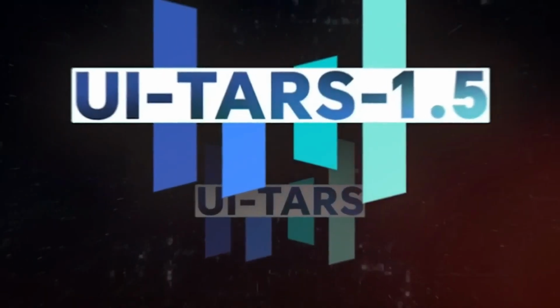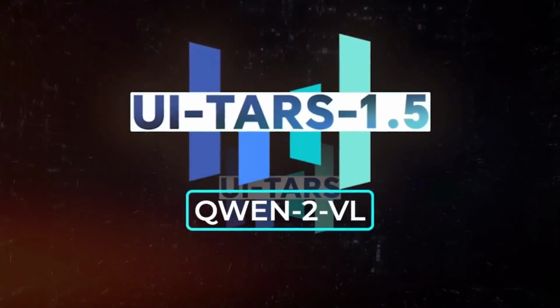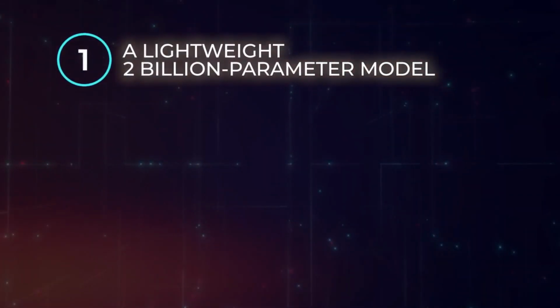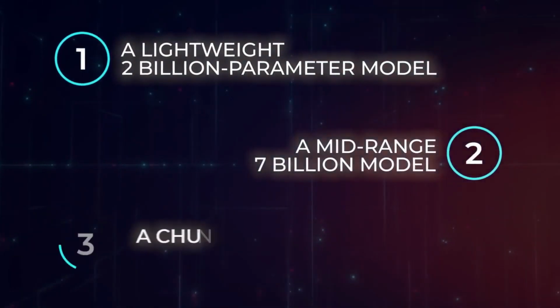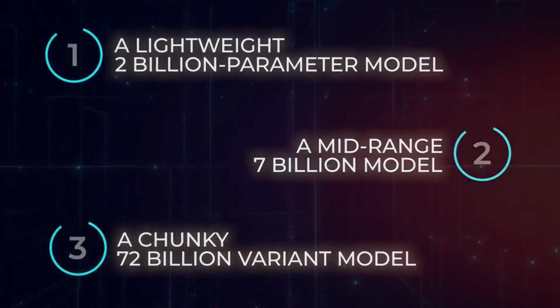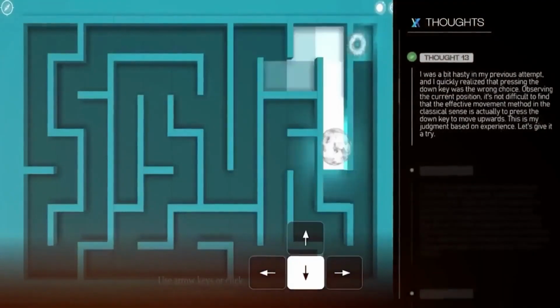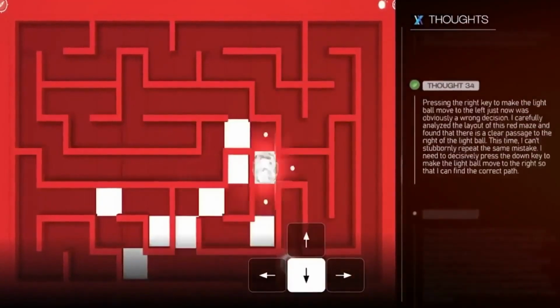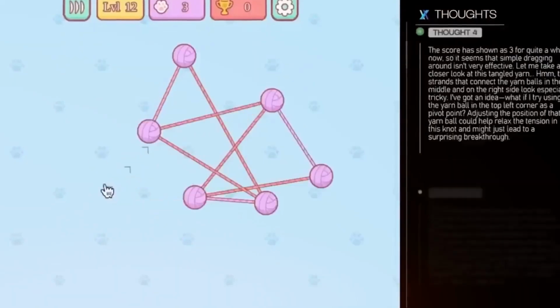Powered by ByteDance's Qwen 2 VL backbone, it comes in 3 model sizes: a compact 2 billion parameters for lightweight tasks, a flexible 7 billion for everyday desktop use, and a monstrous 72 billion parameter version that received an extra round of direct preference optimization.